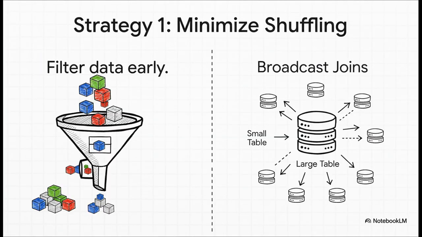Okay, rule number 1 is simple. If shuffling is the enemy, we have to avoid it whenever possible. So how do we do that? Well, first off, filter your data as early as you can. I mean, right at the start. The less data you're carrying through your pipeline, the less data there is to shuffle later on.